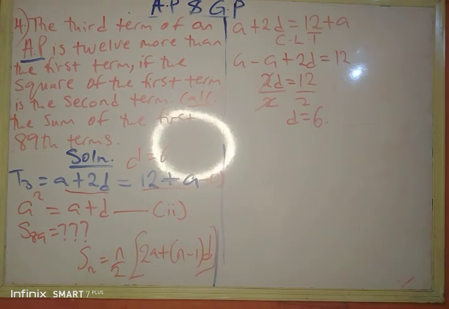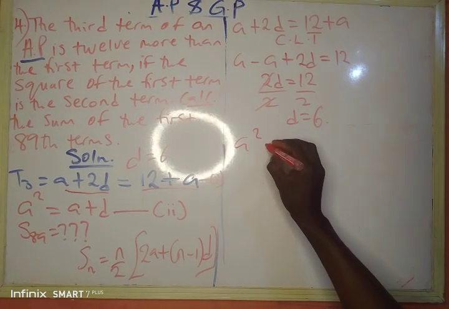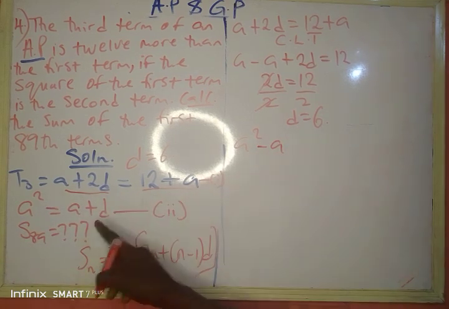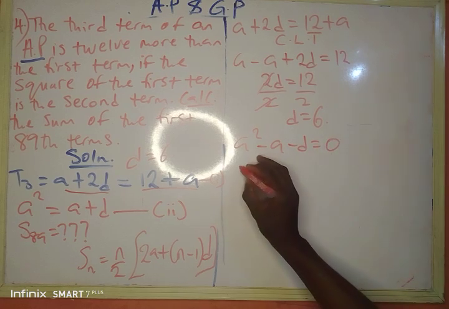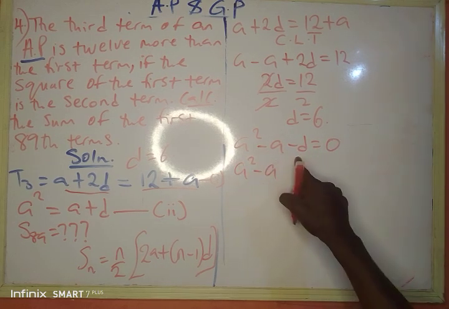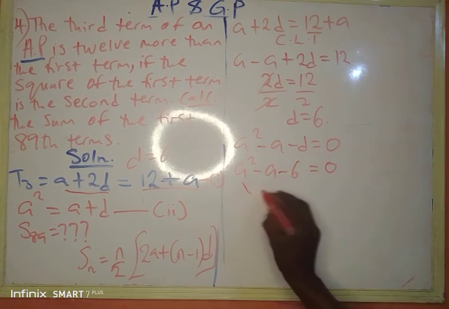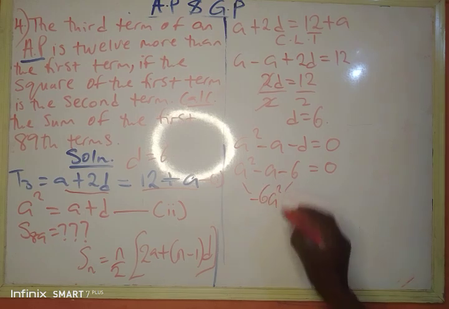Have I known my value of A? No. So how do I find the value of A? From equation 2, I know that A squared, if I bring this A inside, that's minus A, and bring this D also inside, that's minus D, equals 0. So I can say A squared minus A, I already know the value of D to be 6, minus 6 equals 0.